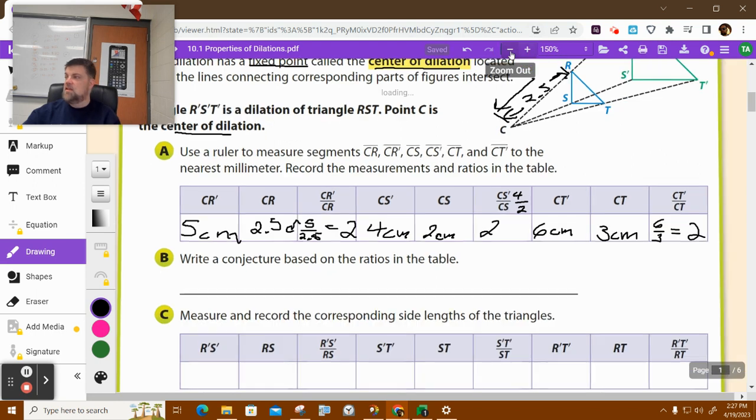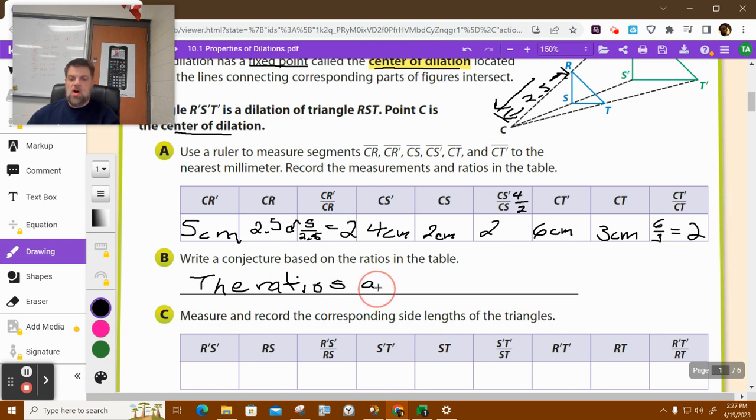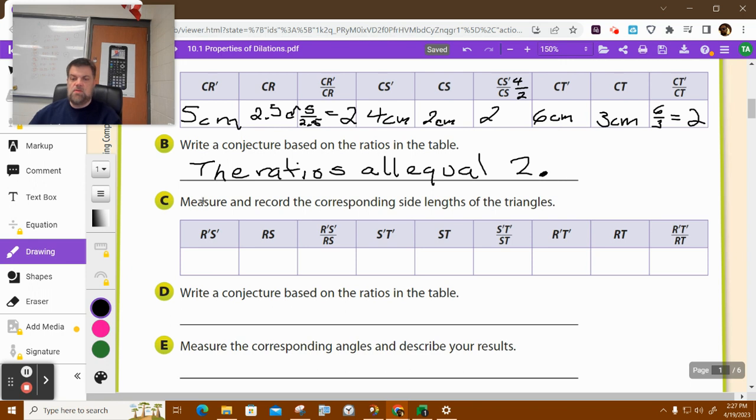They're all either 2 times smaller or 2 times bigger, depending on which one you go from. Absolutely correct. I'm going to make it a little more formal, a little more fancy math talk. The ratios all equal 2. Okay? So now what they want us to do is measure and record the side lengths of the triangles.